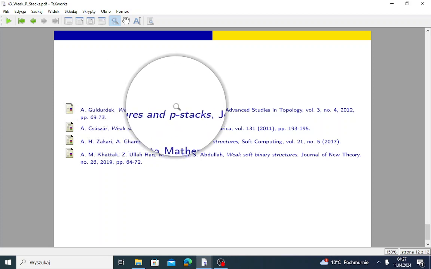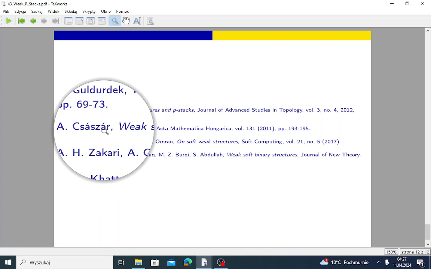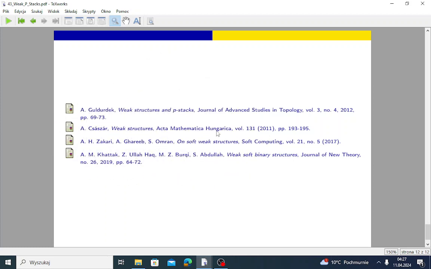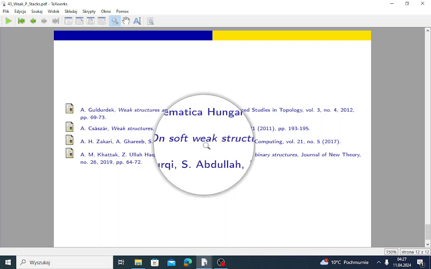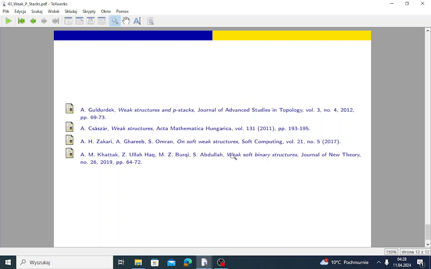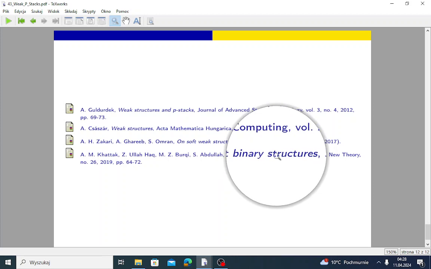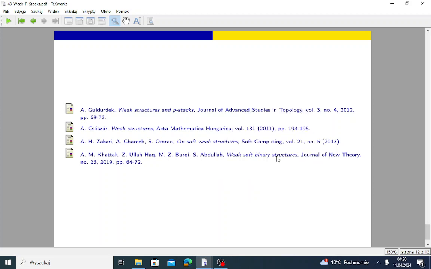weak structures and p-stacks. The original paper of Császár about weak structures, which was published in Acta Mathematica Hungarica, here. Then we have two other papers mentioned. One is about soft weak structures, and one about soft weak structures but in a binary setting. Maybe you remember that there are so-called binary topological spaces, so this is their generalization.